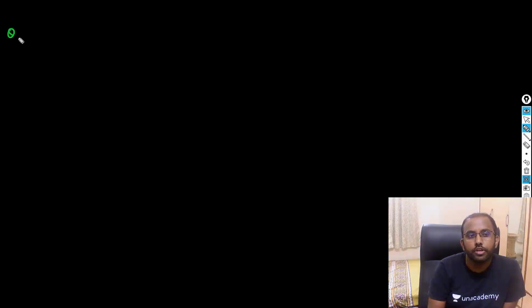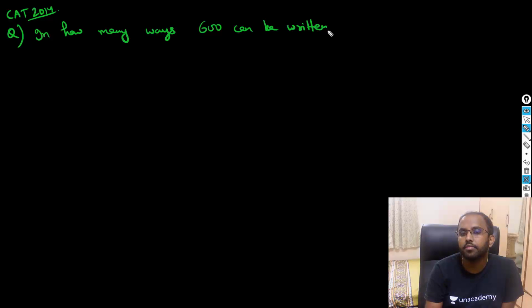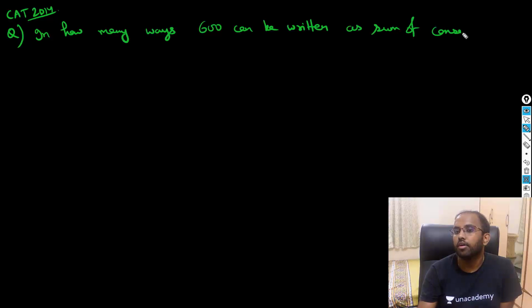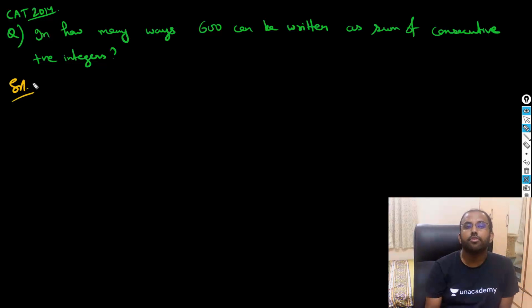Now the next question is basically a CAT 2014 question, right? In how many ways can 600 be written as sum of consecutive positive integers? Okay, so basically there's a direct formula for this, right? And I've derived it in the class multiple times. Okay, so you can just remember right now, guys.